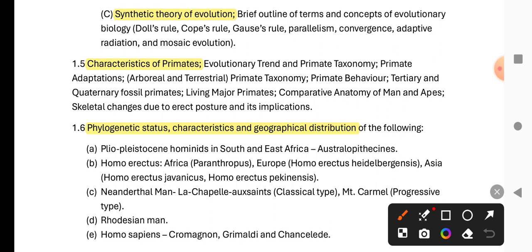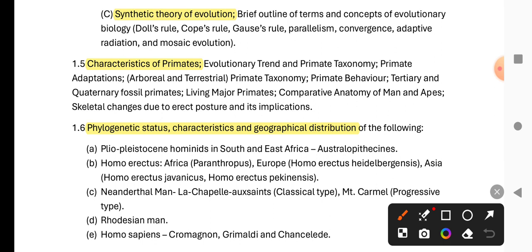So this is the pure definition of primate, and we will see the various characteristics of primates based on this definition. This definition is very important. If you remember the chronological part, you will see the various characteristics, and you need to remember the extra characteristics of primates.